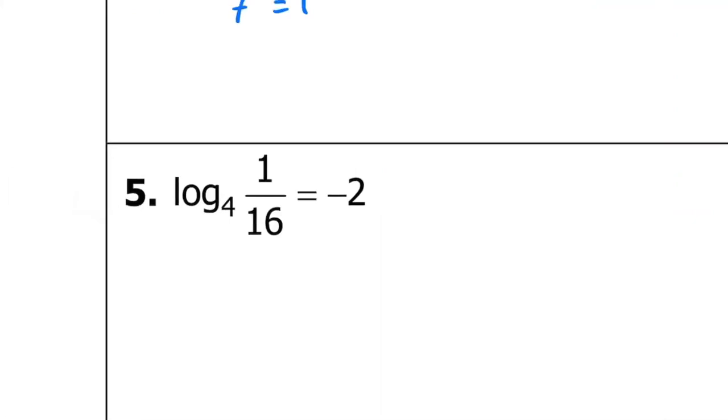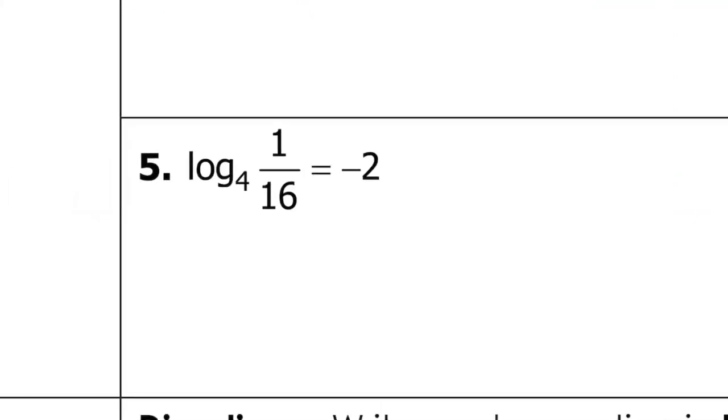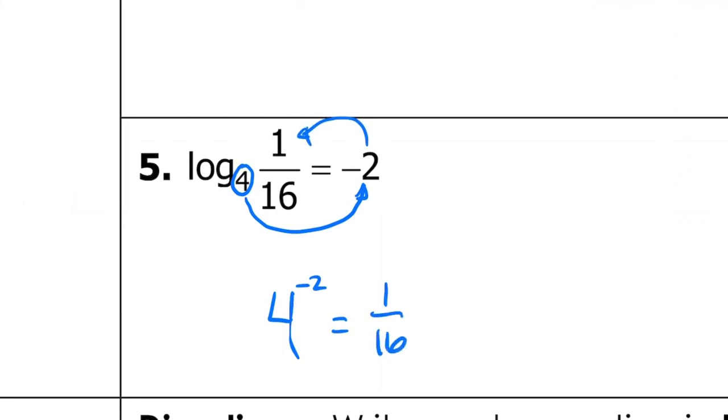Uh-oh, fractions. Still do the same way. Don't freak out. Here's my base. My base is 4, so I do a base of 4. It's raised to that exponent, which is -2. And the result is 1 over 16. Now, is that true? If we think about what we did a couple weeks ago or last week, 4 to the -2, remember, negative exponent just means reciprocal. So let's see if this is true.